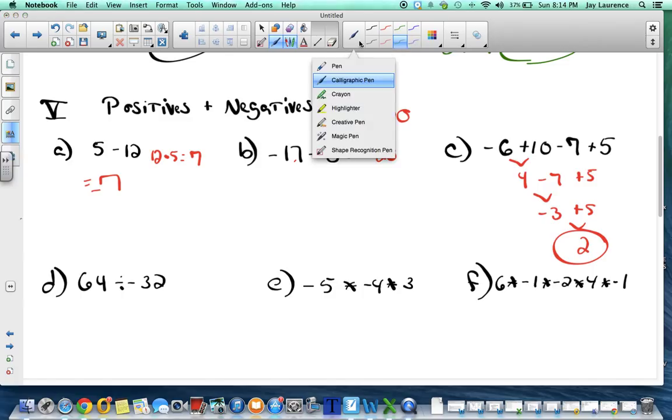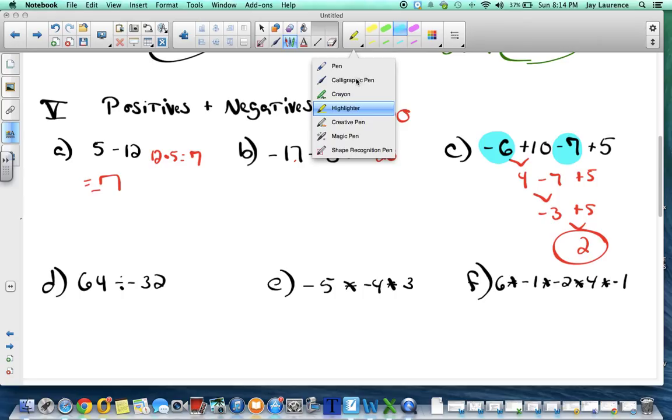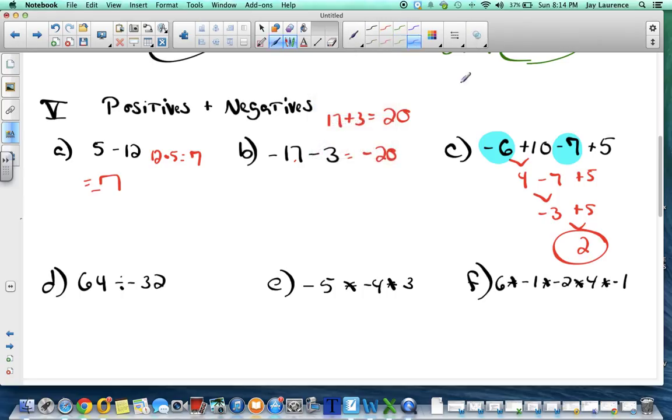Here's how I did it. Okay, and you're welcome to do it my way. Okay, look, I've got 6 negatives and 7 negatives. Therefore, how many negatives do I have? Well, I have 13 negatives.